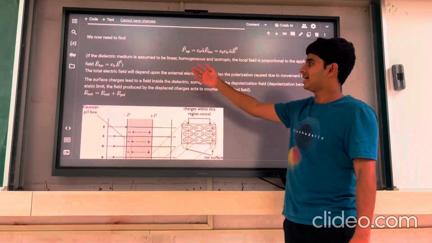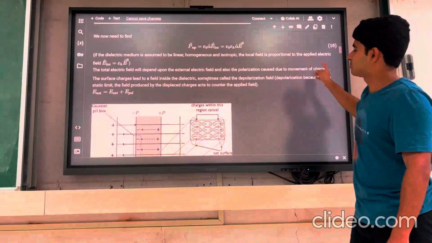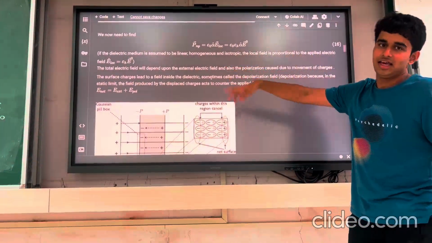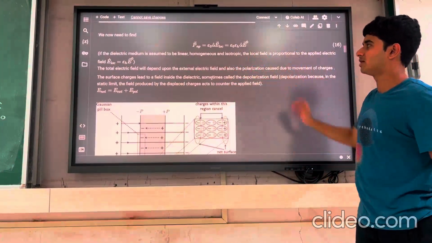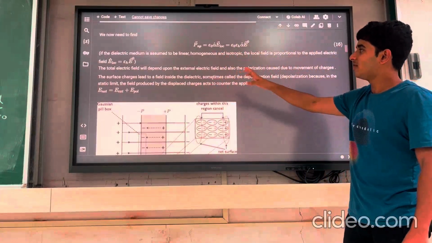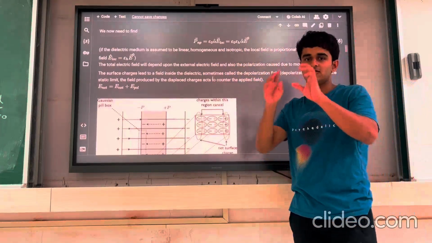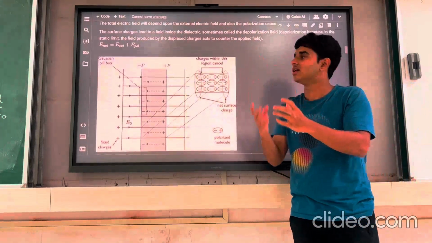If we assume that the dielectric medium is linear, homogeneous and isotropic, then the local field is proportional to the applied electric field. If it is not, then it's a complicated relation, but here we assume that it's linear, homogeneous and isotropic. The total electric field will depend upon the external electric field and also the polarization caused because of movements of charges inside the particle.